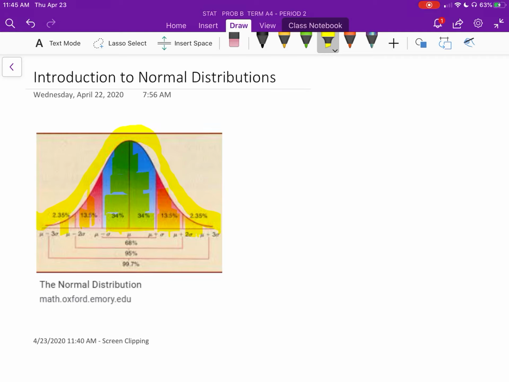So you can see that you usually have more people that got C's, and then fewer people that got B's and A's, and then fewer people that got D's and fails. That's one way to think of a normal distribution.